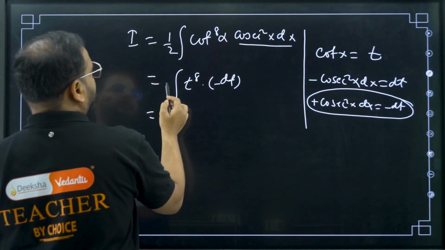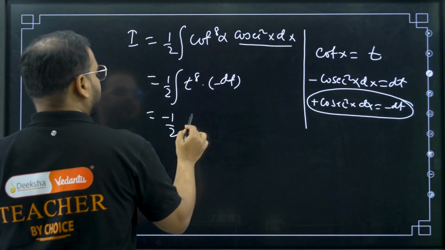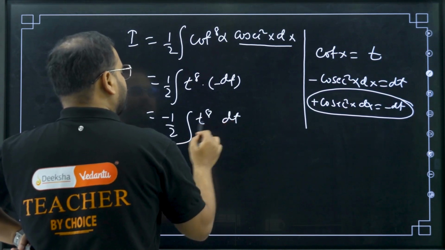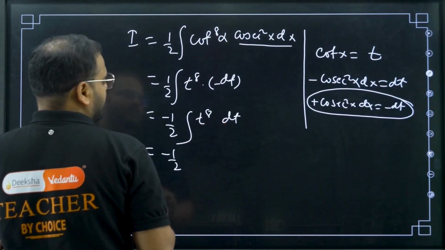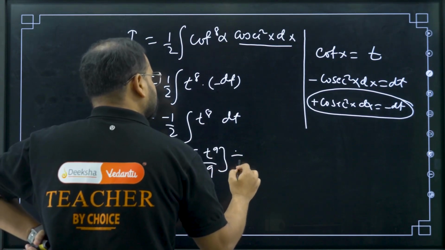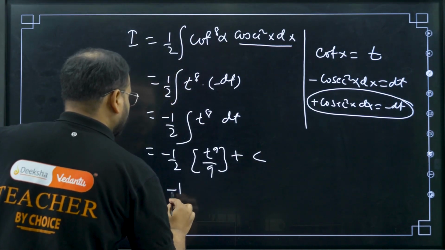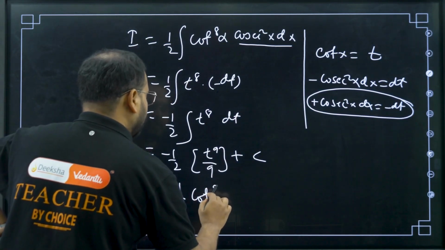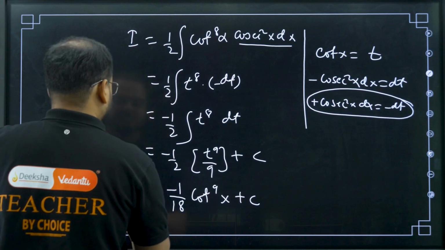So everywhere 1 by 2 is there. So I'm going to bring this minus 1 by 2 as it is. What is this going to be? T power 8 dt. What is the answer for that? Minus 1 by 2. Please have a look. It will become T power 9 by 9 plus C. How much is that? Minus 1 by 18. What is T? Cot. So cot power 9 x plus C. My final answer. Please have a look.